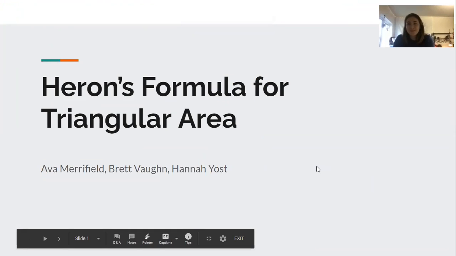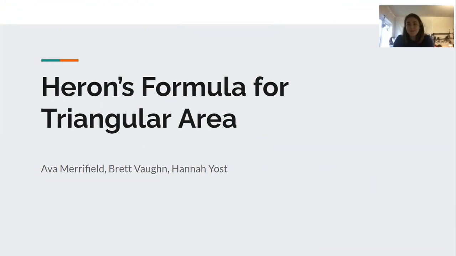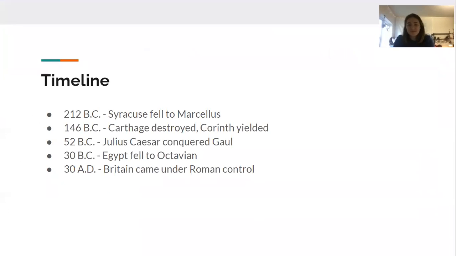So yeah, Heron's formula for triangular area. After Archimedes, this is sort of the timeline of what happened. Rome was slowly taking over the world. First Syracuse fell, and then Carthage was destroyed and Corinth yielded. And Carthage destroyed ensured that Romans had control on both sides of the Mediterranean Sea, which allowed them to better take over the rest of the world.